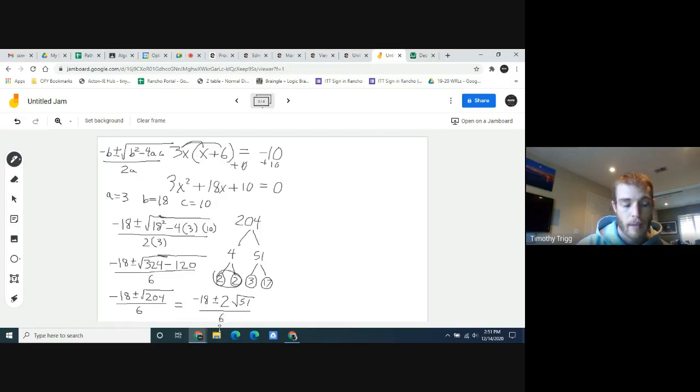Divided by 6. Now from here, we could simplify because we could divide all of these by 2. So this can become negative 9 plus or minus, divide this by 2, that 2 goes away, square root of 51 over, divide that by 2, that's 3. And there you go. Sometimes it comes out really weird like this, but usually that's when it's not factorable. So when it's not factorable, you have to do it this way, and this is the easy way anyway. And sometimes you get something funky like that.